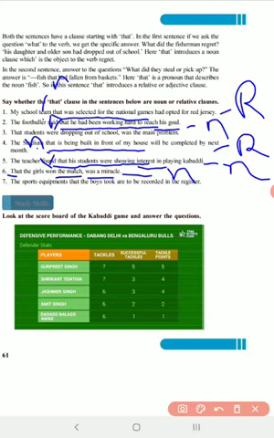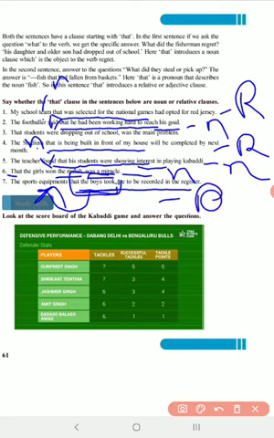Seventh one: the sports equipment that the boys took are to be recorded in the register. So the sports equipment that the boys took, here the boys took is a clause. It refers to what? Sports equipment, and therefore it is a relative clause because it talks about a noun.